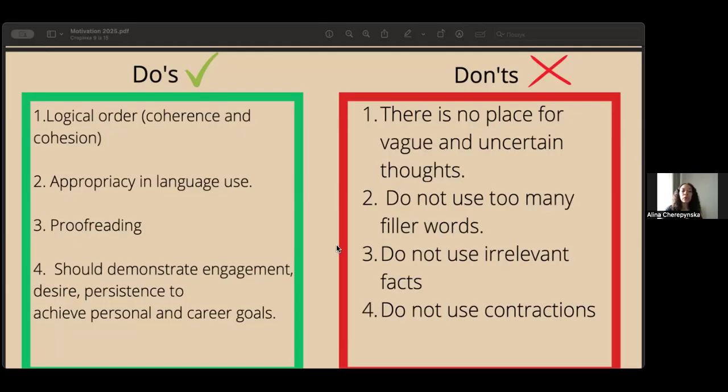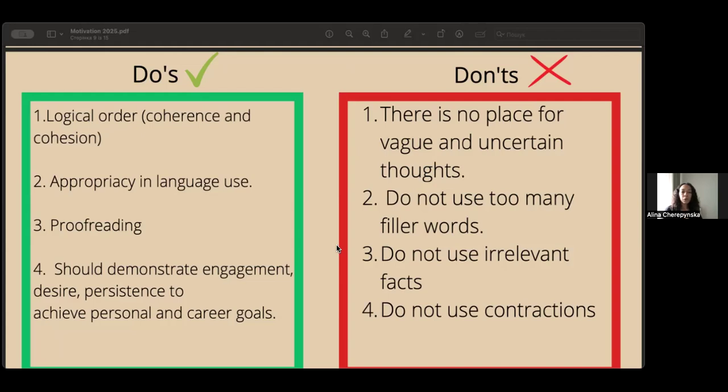If we're speaking about logical order and coherence and cohesion, you also need to use transitional or linking words. I hope you remember what it means. It may be words like first, second, third, however, but, and, or. They will help you to stay focused, to be pretty organized, and to have a good logical order in your writing.